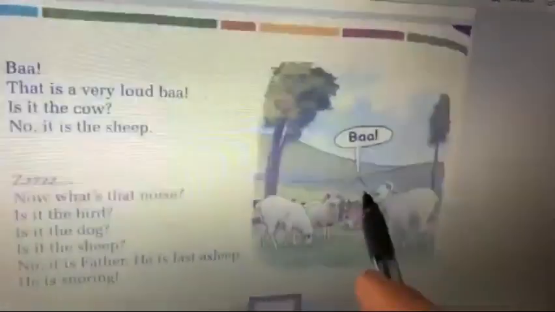What's that noise? Let's talk about the first picture that we see on this page, children. Look at this beautiful green field. And look at those big trees. And here, there's a fence too. And there are some sheep. And there's a cow sitting on the grass. And there's a sheep who's eating the grass too. What is this sound coming out of the sheep? B-A-A? Ba. Oh, ba, the sound of the sheep.